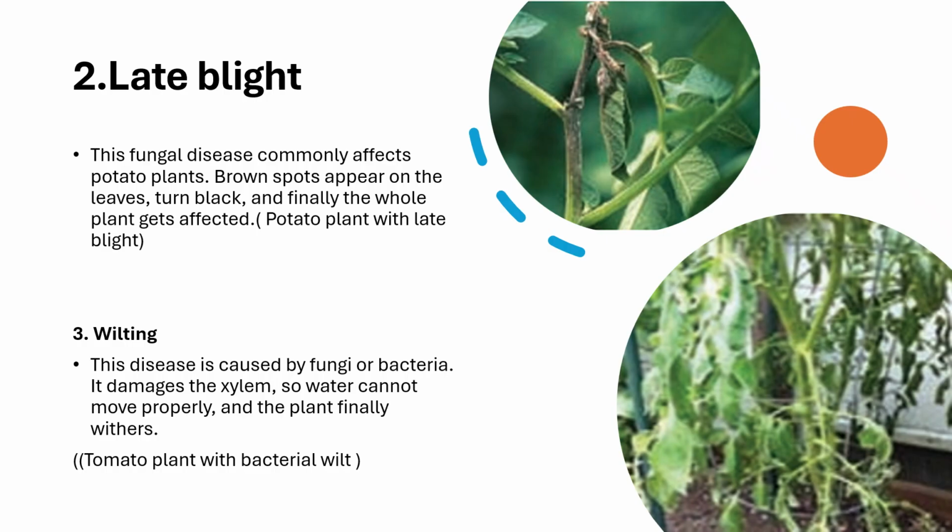The next one is wilting. This disease is caused by fungi or bacteria. It damages the xylem, so water cannot move properly and the plant finally withers. And as you can see here, we have a tomato plant with bacterial wilt.